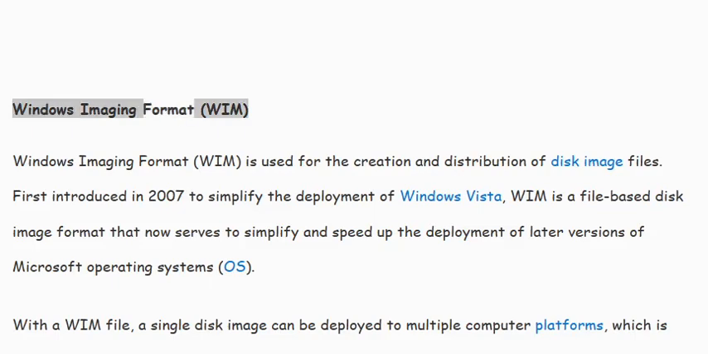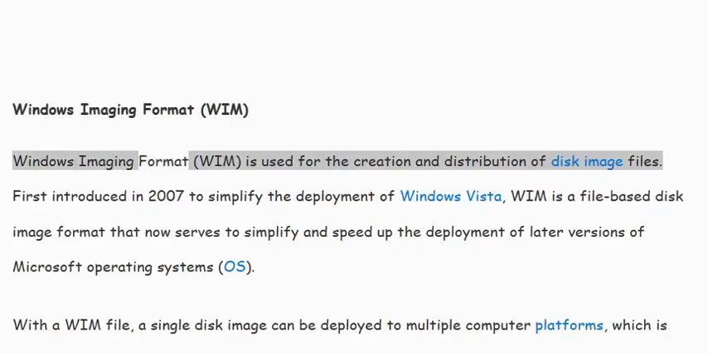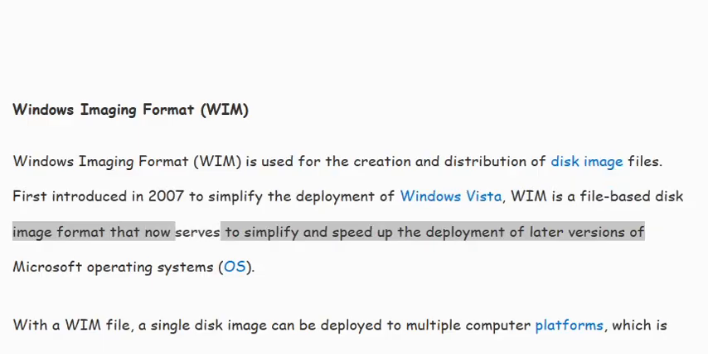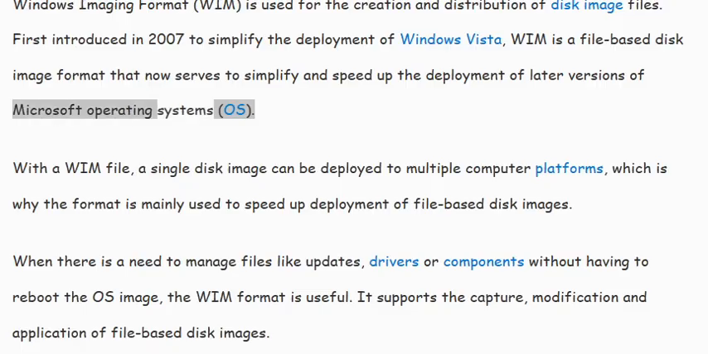Windows Imaging Format (WIM) is used for the creation and distribution of disk image files. First introduced in 2007 to simplify the deployment of Windows Vista, WIM is a file-based disk image format that now serves to simplify and speed up the deployment of later versions of Microsoft operating systems, OS.